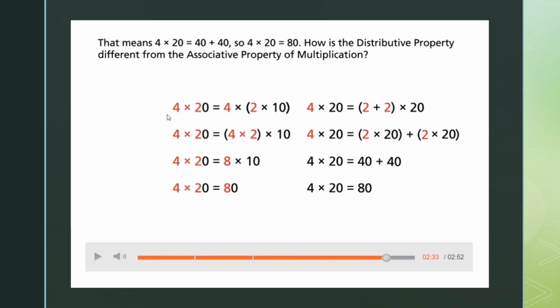We're multiplying the same two factors, 4 times 20, and we end up with the same product, 80. So what's different between the two properties? How did we get there in two different ways?